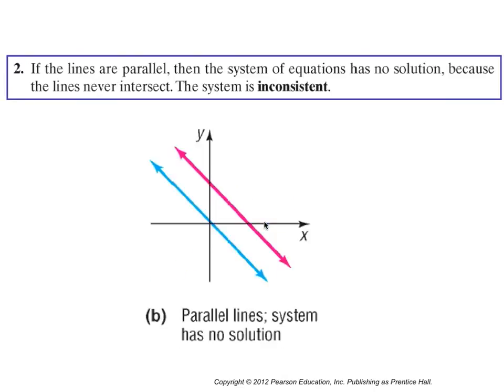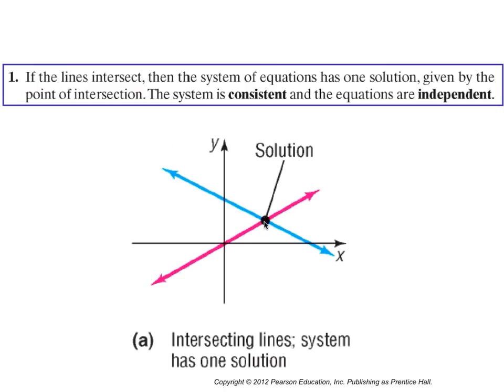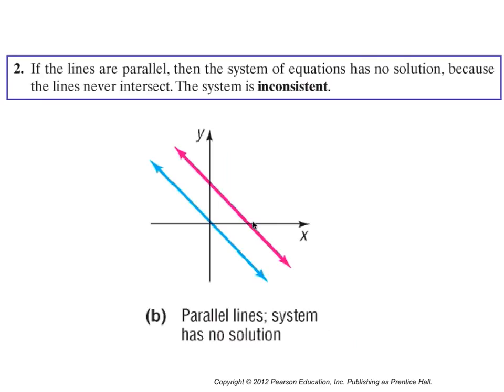Okay, the next option is that we might have lines that are parallel. Then the system of equations is said to have no solution at all because the lines never intersect. So if you have two parallel lines, then you're going to have an inconsistent system. So far we had a consistent system where we just have one solution. This is kind of the most typical. And then we have an inconsistent system where we have parallel lines, no solution.